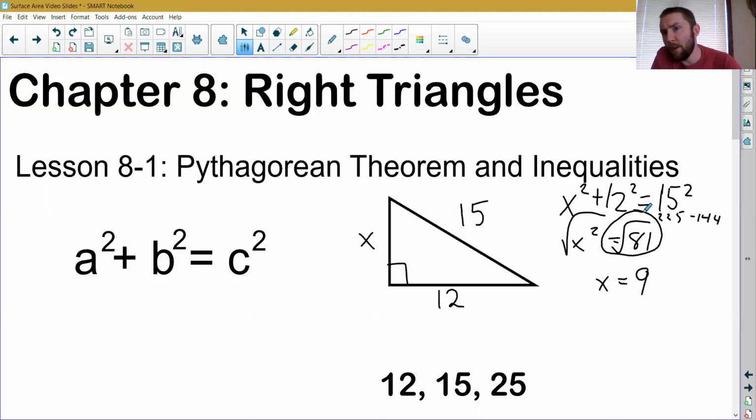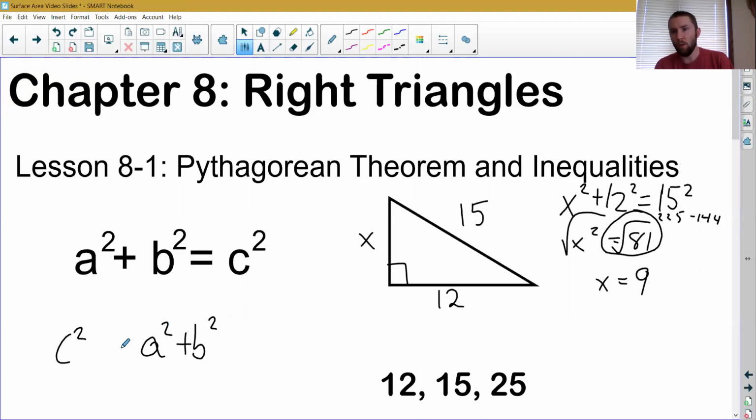Okay. The other thing that we did in this section was we determined what type of triangle 3 side lengths make. So we were given 3 side lengths of a triangle and asked to decide, is that a right triangle or an acute triangle or an obtuse triangle? And to do that, we used the Pythagorean theorem, but we extended it, as I said, into the Pythagorean inequalities. So the inequalities essentially ask us to compare the c squared value to the a squared plus b squared.